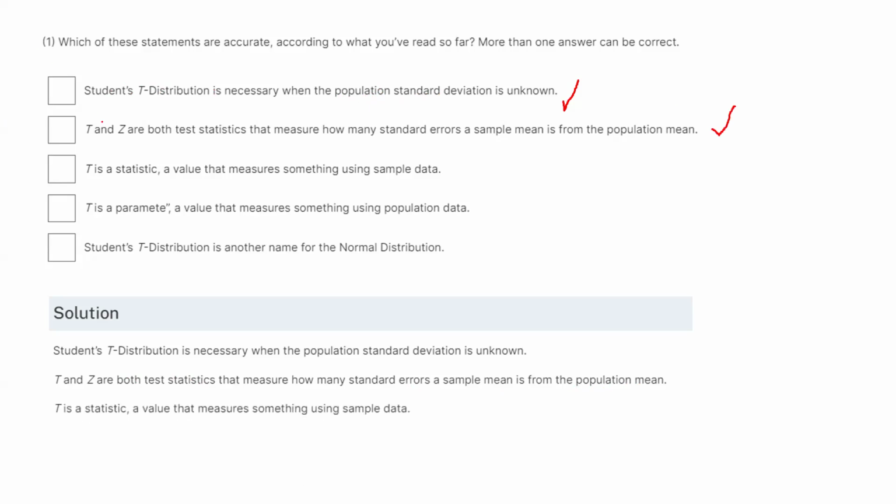Please note that T and Z are both statistics. These are related to the data. T is a statistic, a value that measures something using sample data. It is not a parameter. We are not using population data. We're using sample data to calculate T. And finally, student T distribution is not the same as normal distribution.